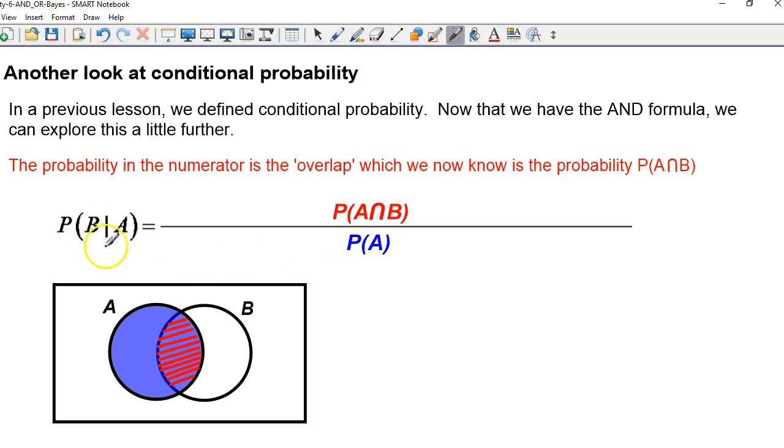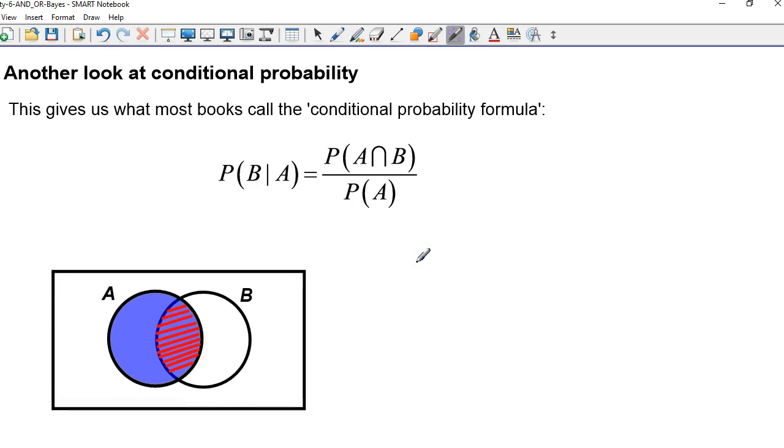And that means the probability of B given A is the probability of A and B divided by the probability of A. Okay, this gives us what most books call the conditional probability formula. I think it's hard to understand what conditional probability is from the formula, which is why there's a lesson 3 video on that without using the formula at all. But now that we have the ideas, we can build the formula from our conceptual understanding of conditional probability. The probability of B given A is the probability of the overlap of A and B divided by the total probability in the circle A. That's really the meaning of that formula.